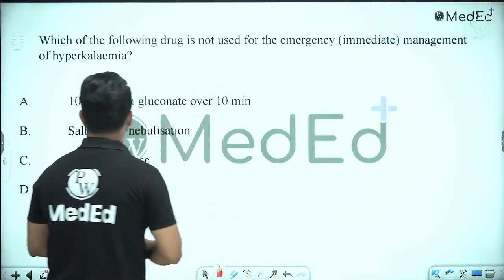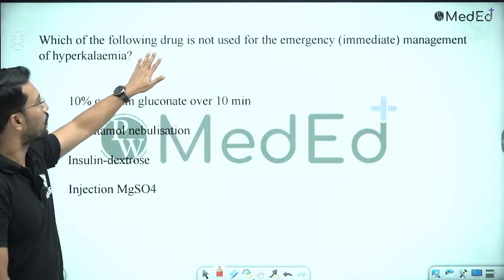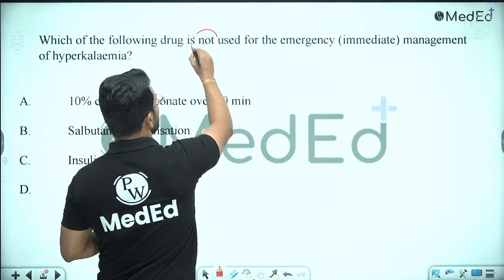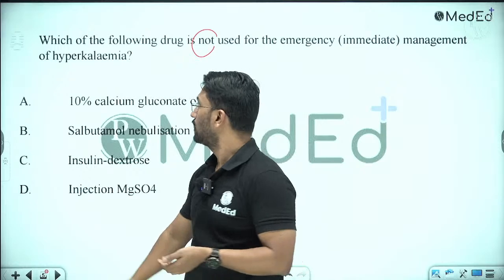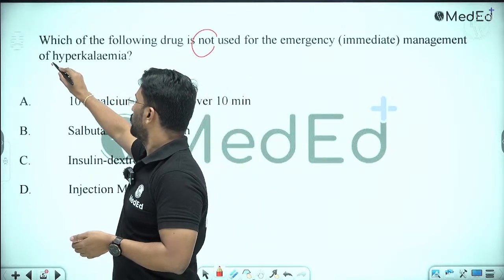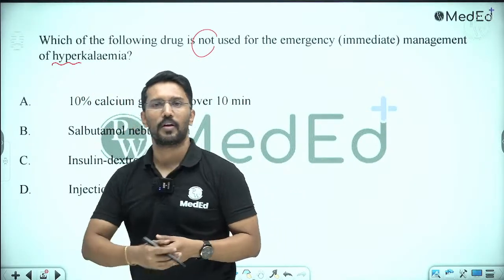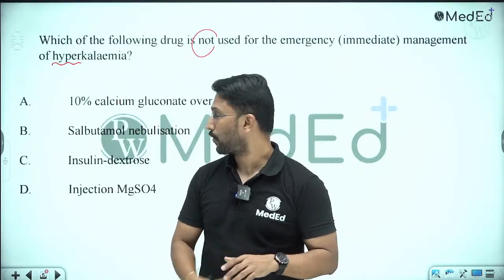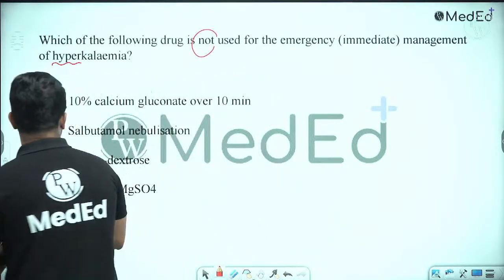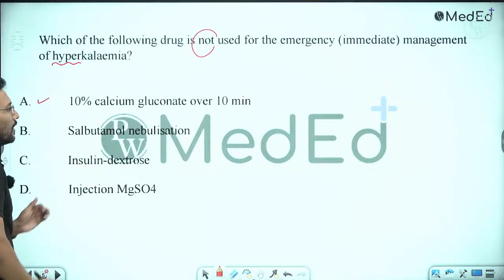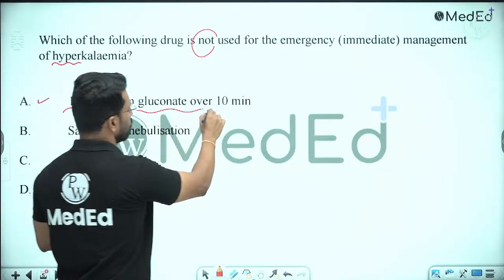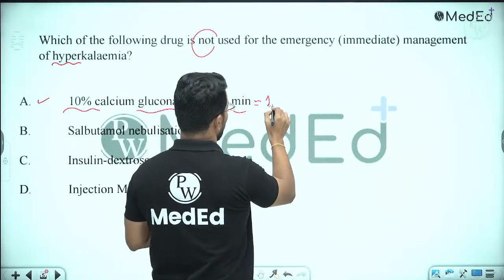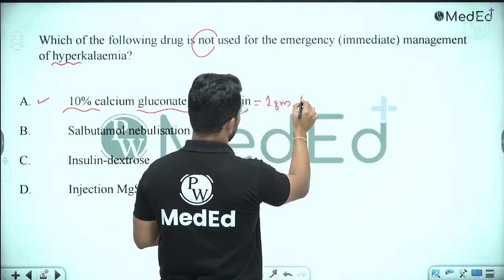So here's the next question. Which of the following drugs is not used for the emergency or immediate management of hyperkalemia? Again, please note they're talking about hyperkalemia and not hypokalemia. Now, when we look at the options, what are the options we have got? We have got 10% calcium gluconate over 10 minutes, right? Which is equivalent to 1 gram of calcium gluconate, right?